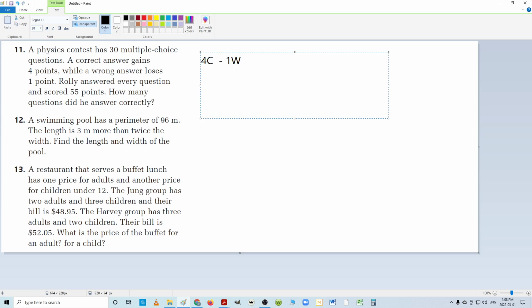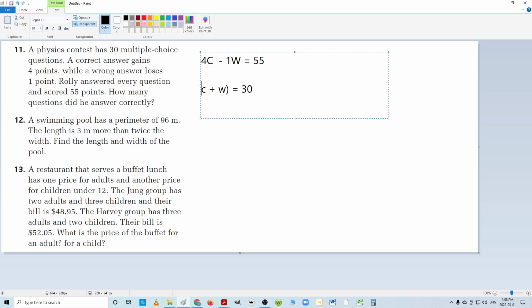By the way, how many questions are there? There's a total of 30. So that means C, the correct answers, plus the wrong answers must equal 30. There can only be so many correct and wrong answers, then they have to add up to 30. So when we do this, this one up here, we realize that Roland got a score of 55. So we have this, and we have this.